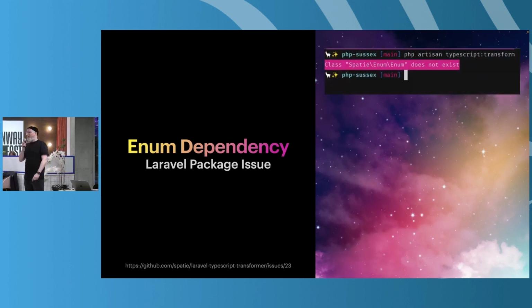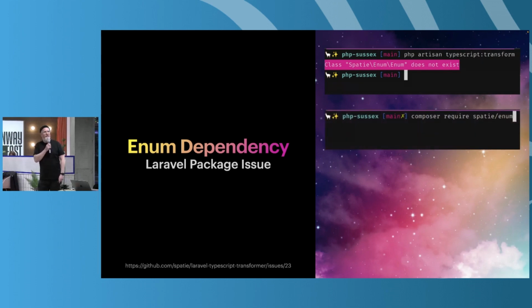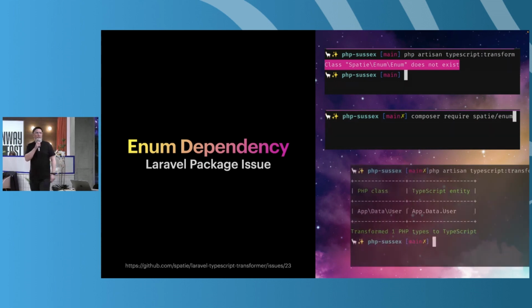There is an odd dependency on the Laravel package. So if you install that and you run TypeScript Transformer straight away, then you're going to get a message saying that spatie enum doesn't exist. I don't know why it's not in the package dependencies. Yeah, go figure. Just install spatie enum and you're good to go.